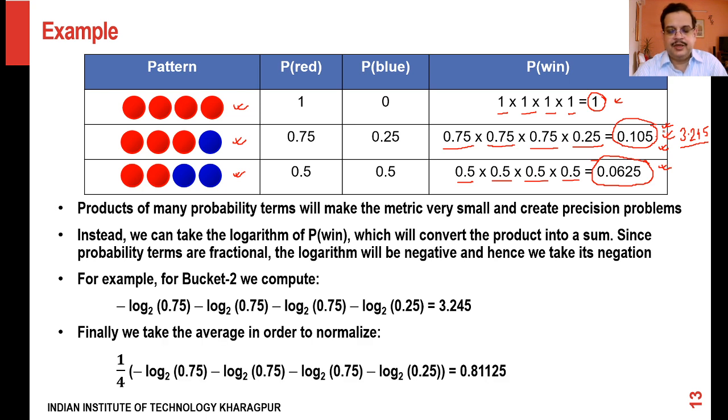And then finally we take the average in order to normalize, because we don't want the probability to be dependent on the number of balls here, rather it should depend on the entropy. So I divide it by 4 here, because there are 4 terms, and then I get 0.81125.